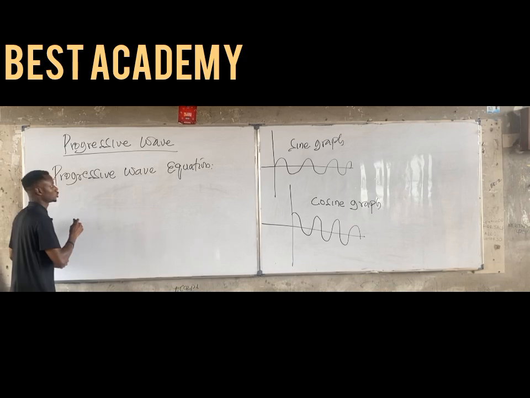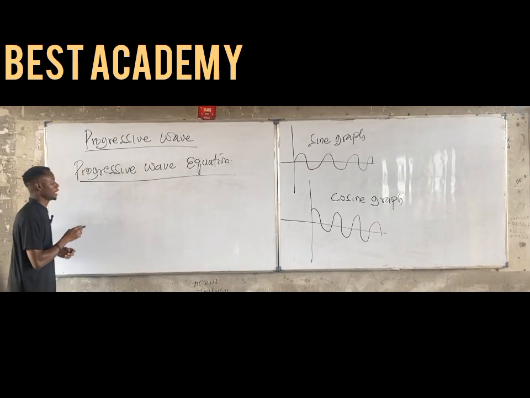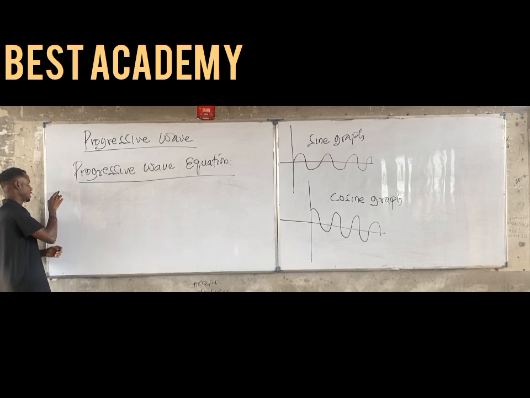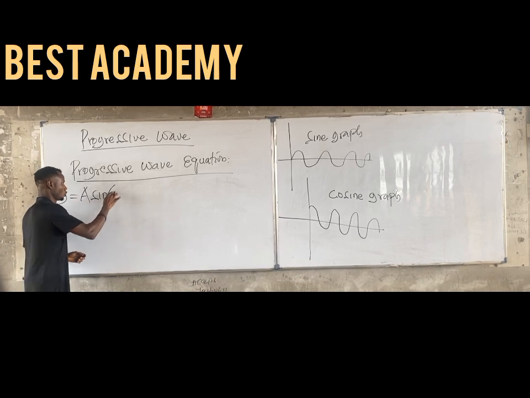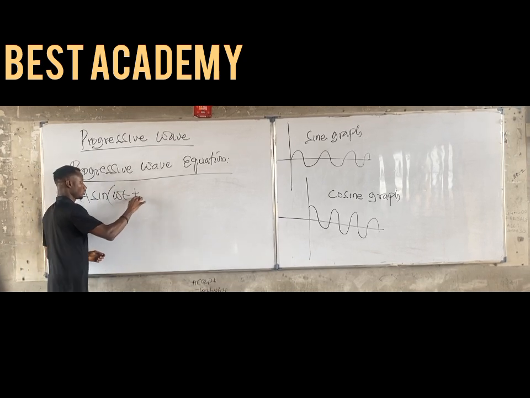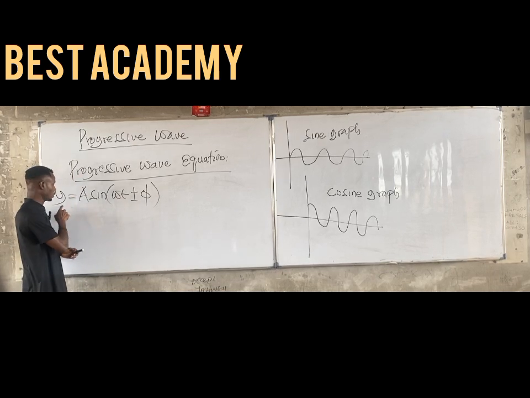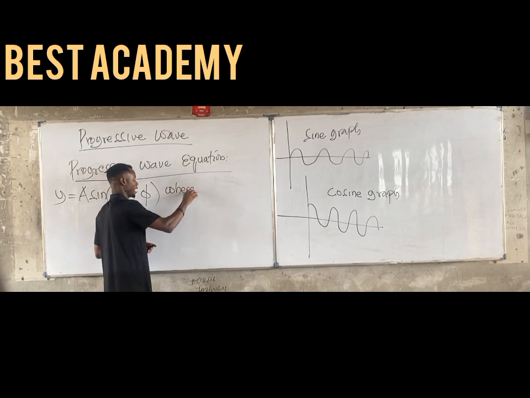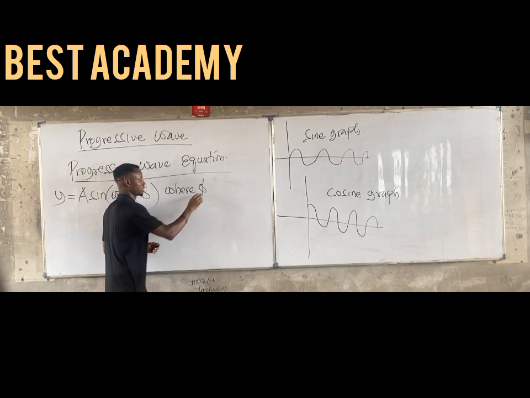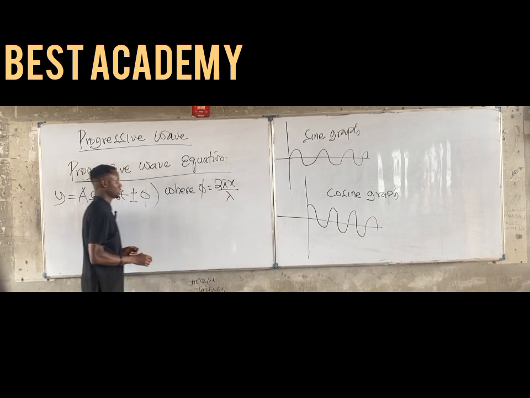Now we want to look into the progressive wave equation here. In terms of progressive wave equation, it can be written as y is equal to a sine of omega t plus or minus phi. We are going to know what omega is. We are going to know what y is. Where phi is said to be 2 pi x over what? Lambda.